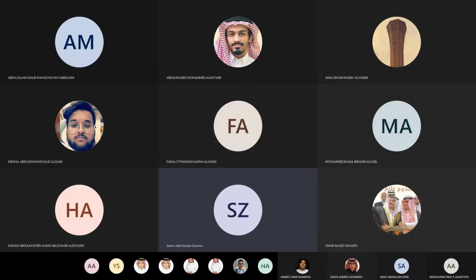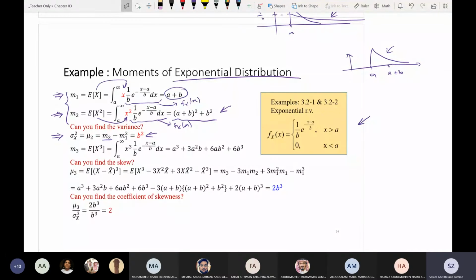Regarding the example that we started, which is related to the exponential distribution, we started with finding the average. We said that we have x multiplied by the PDF, and if you integrate by parts, we get basically this as the average. For the mean square value, we have x squared multiplied by the PDF, and we do the integration by parts twice, and we get this value.